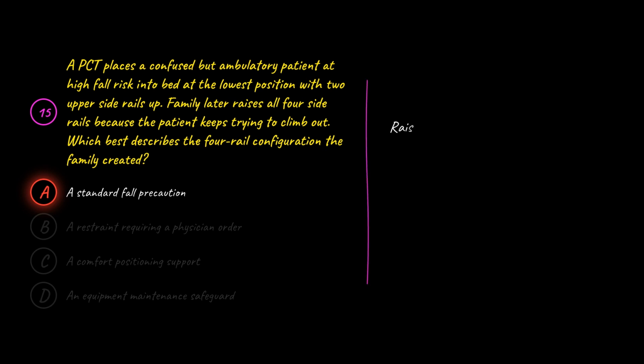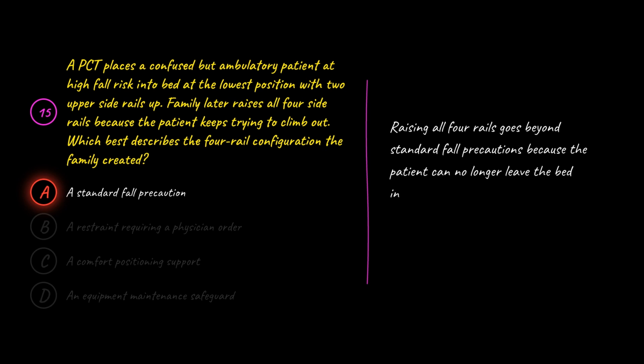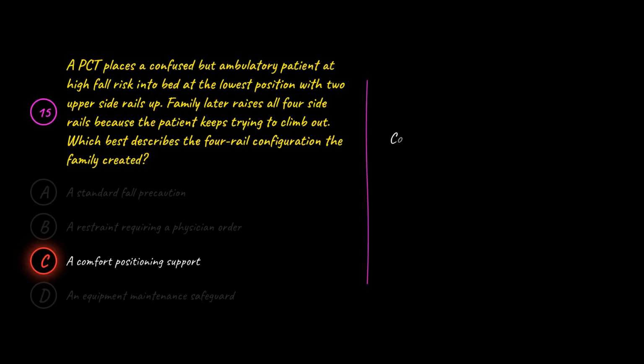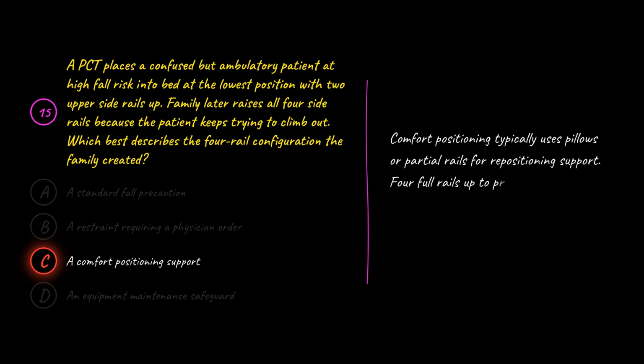A is wrong because raising all 4 rails goes beyond standard fall precautions, because the patient can no longer leave the bed independently. The configuration creates a confined space that meets the restraint definition rather than ordinary fall prevention. C is wrong because comfort positioning typically uses pillows or partial rails for repositioning support. 4 full rails up to prevent voluntary exit shifts the purpose from comfort to confinement, which is the regulatory test for a restraint.